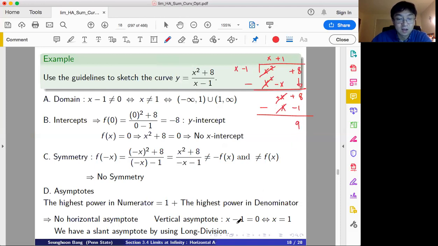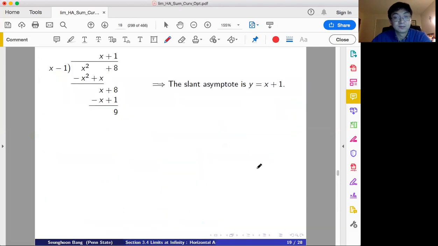So what is the slant asymptote? The slant asymptote is exactly the quotient, y equals x plus 1. This is the idea. So we have it like this.